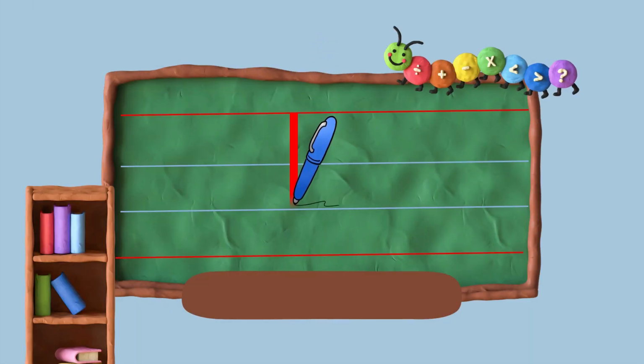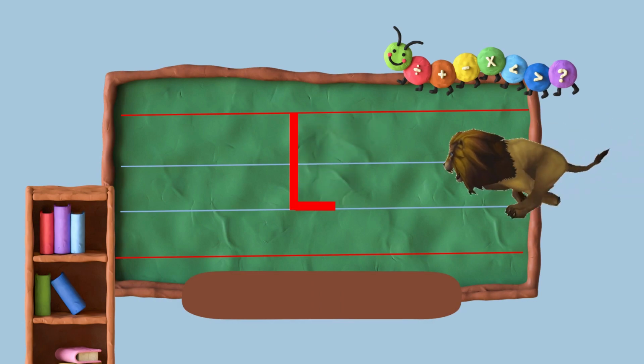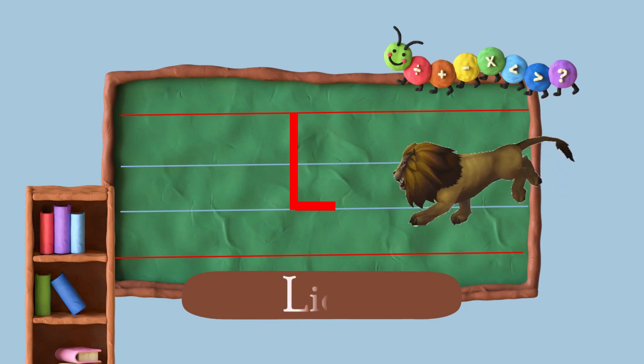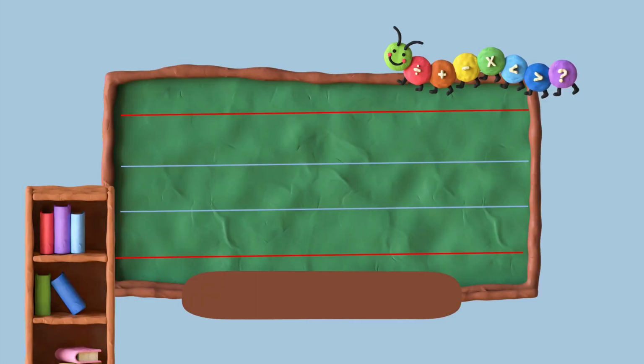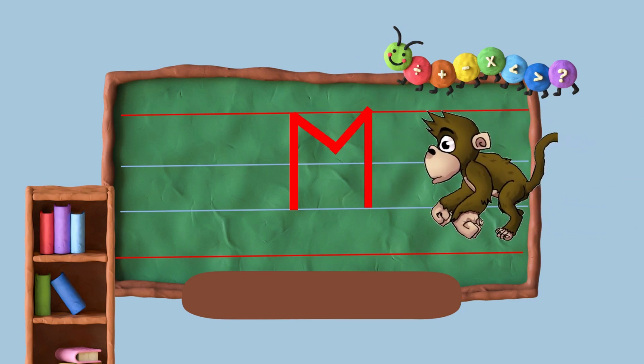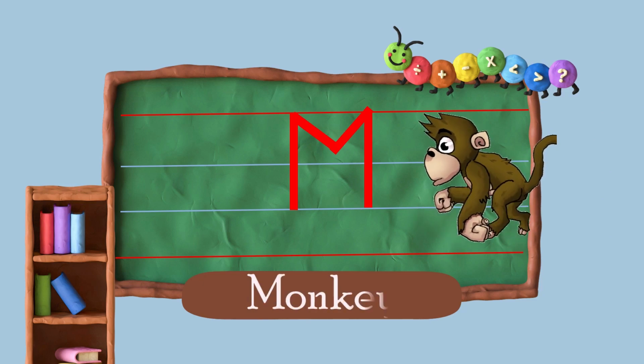Draw a standing line, bottom sleeping line. Makes the letter L. L for lion. Draw a standing line, right slanting line, left slanting line and standing line. Makes the letter M. M for monkey.